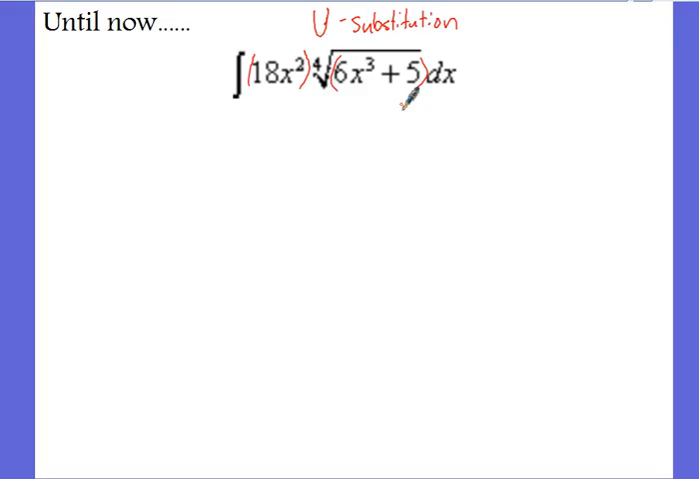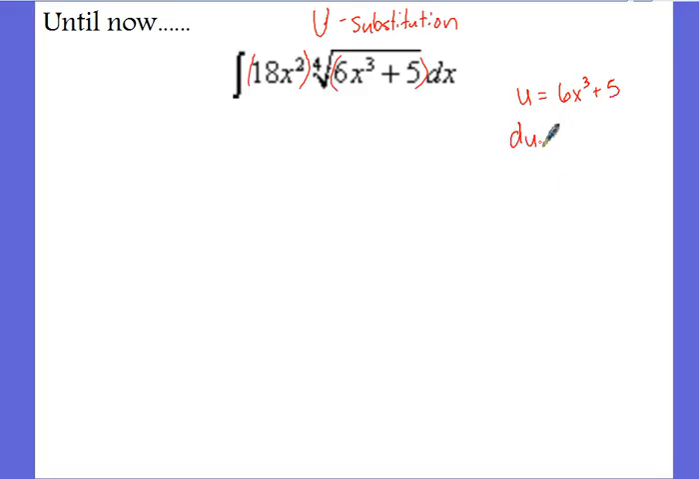Yeah. 6x cubed plus 5, if I were to actually derive this, what's the derivative of 6x cubed plus 5? 18x squared. So this is the derivative of this. Does everybody see that? Good. So what you do at this point is you say, look, I'm going to call u my original expression, which is going to be the 6x cubed plus 5.